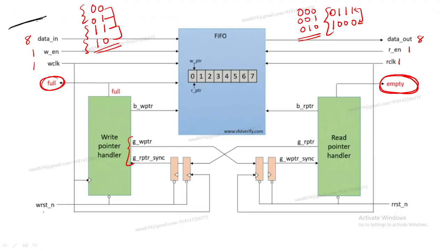This is reset. Actually this is nothing but the clear signal. This is write reset and read reset, write reset underscore n and read reset underscore n. As I told you, in digital what type of reset are we using? Asynchronous active low reset. Why we are using it, that I told you also.